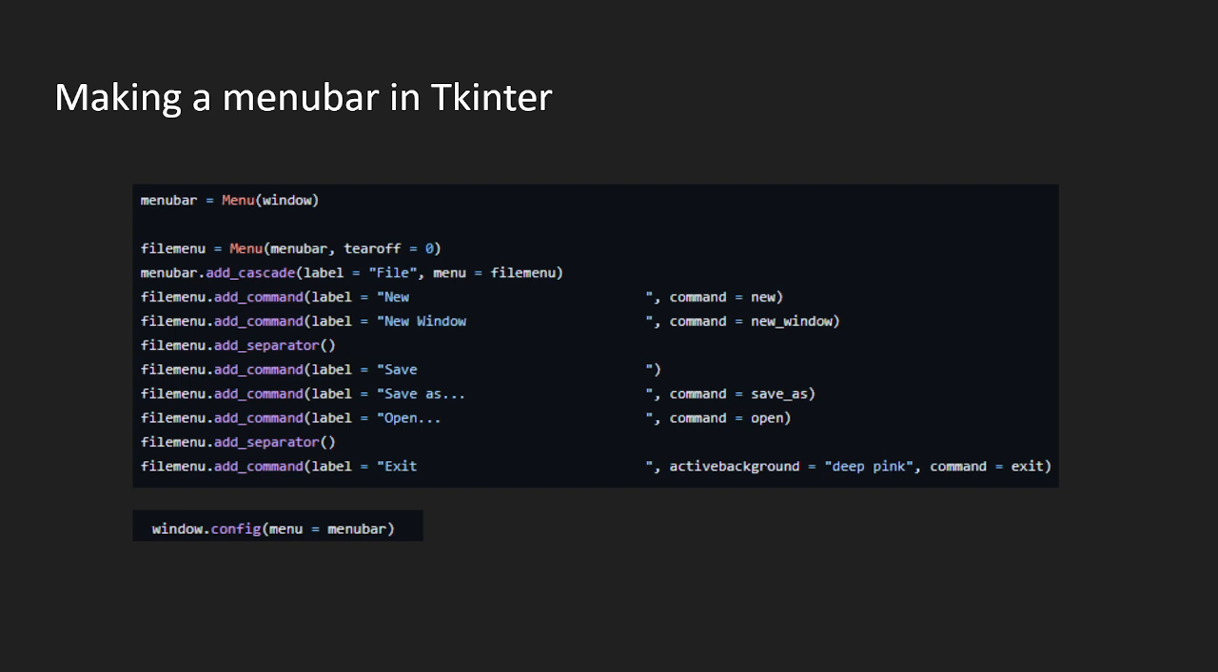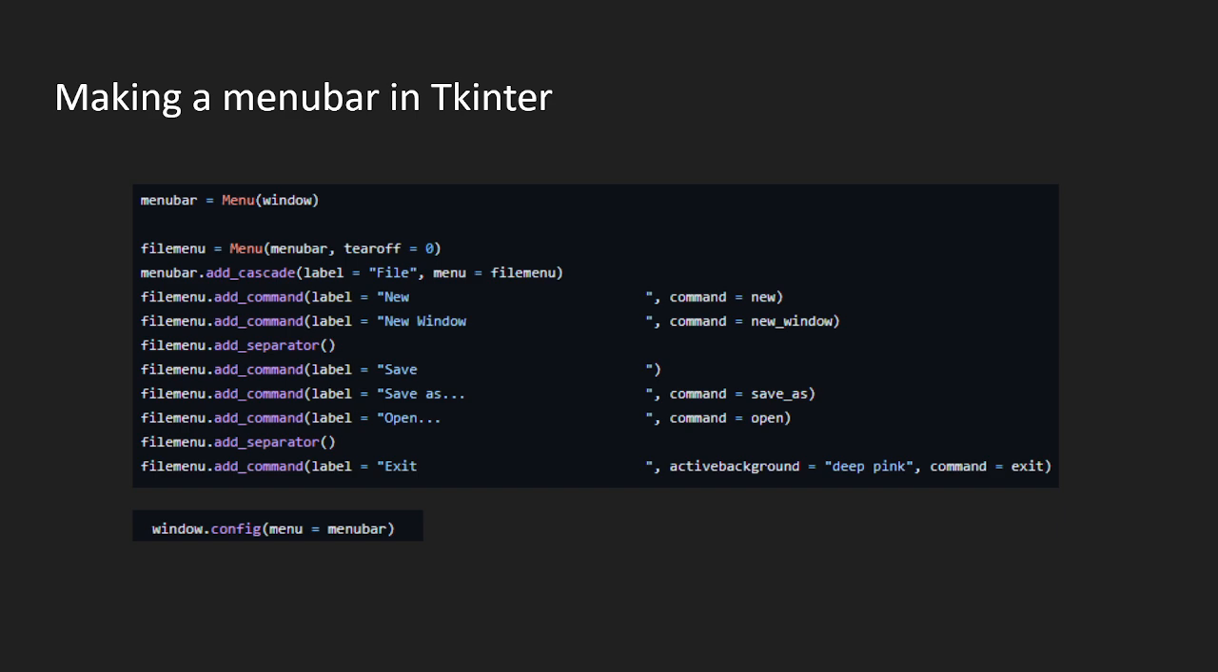And then to actually add items, you can use dot add cascade, which labels the individual menu section as whatever you want. Here in the code, it names it File. And then you can add commands to each of these menu items, like new or new window, save as, open, exit, and add separator just adds a divider. And then active background creates an active color, so if you hover over the menu item, it'll change colors.